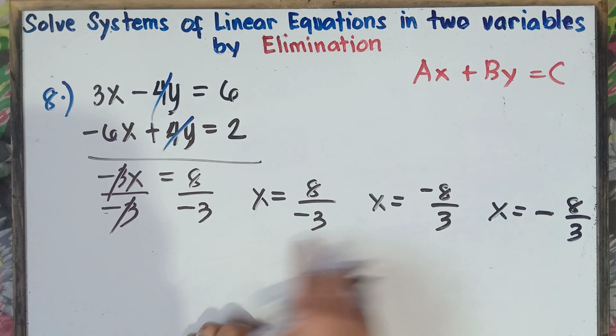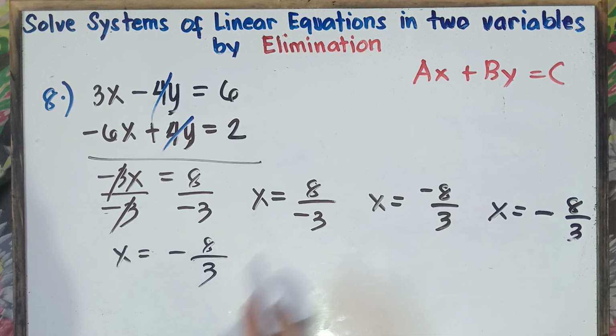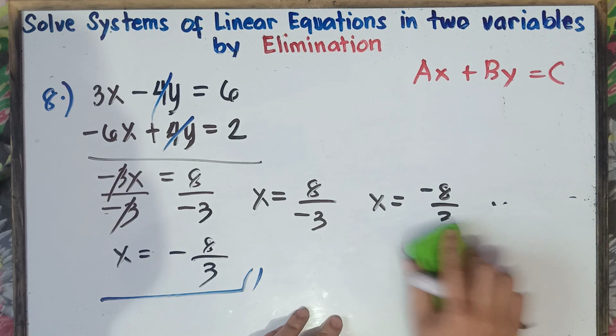Alright, so we can have this one, let's have the middle part, class. x equals negative 8 over 3. This is just the same, class. Do not be confused with that one, class. This is just the same, class.